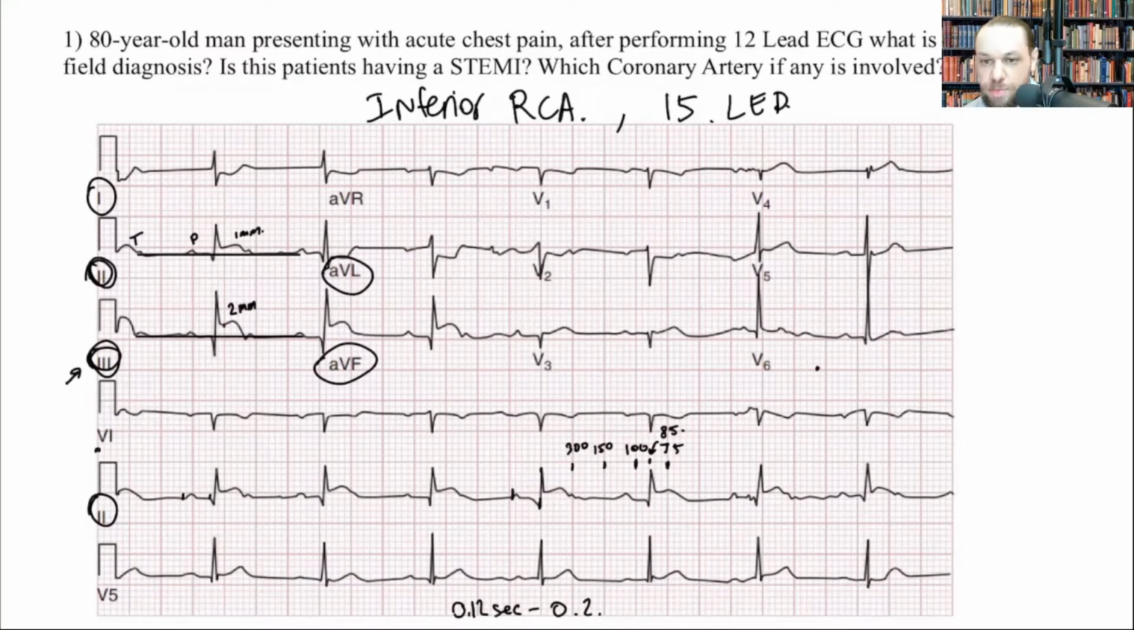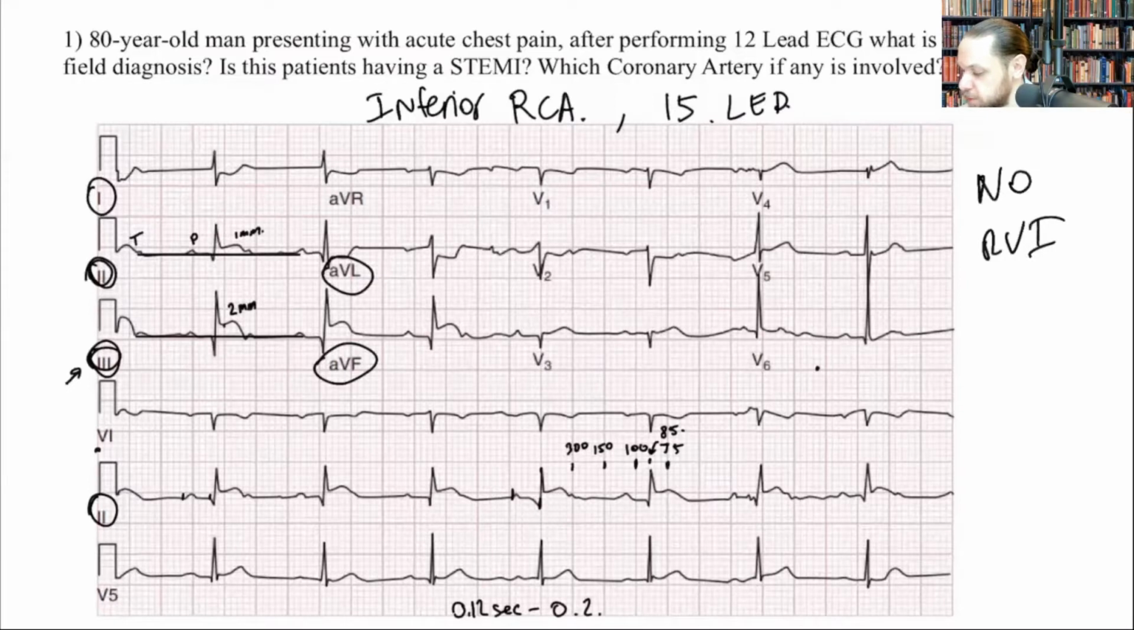What treatments would you give this person? Let's say we did the 15 lead EKG, there was no right ventricular involvement, right? And your blood pressure on this person was 110/82. What treatments would you render?